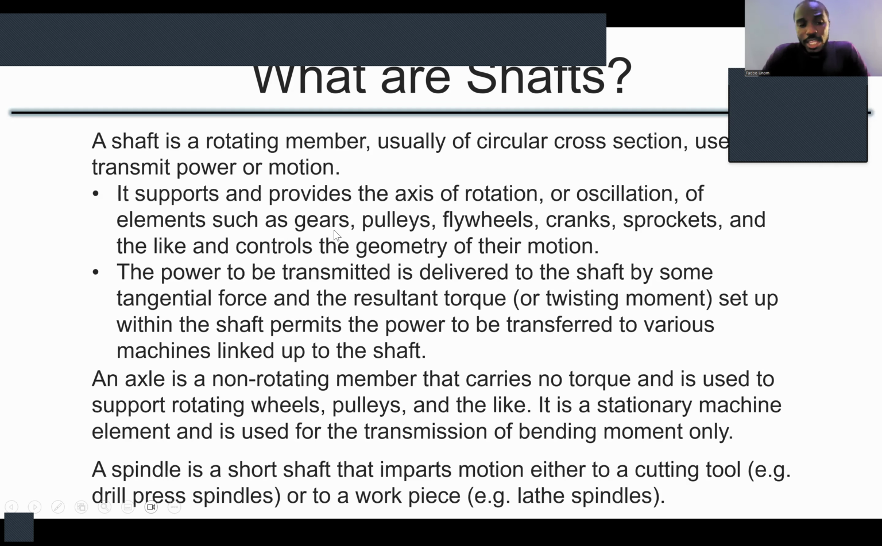Now, it also allows for the tangential force and all of that to transmit the power that needs to be transmitted.